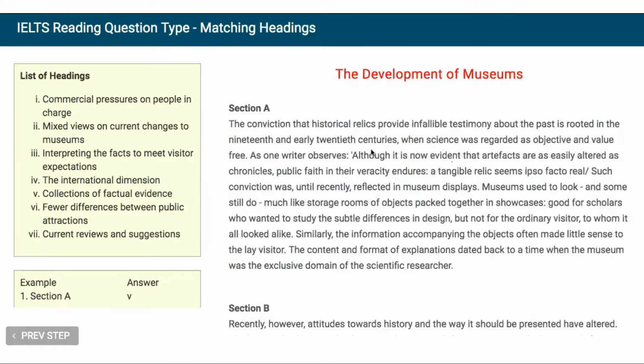So in this lesson, we will tackle this question type. I'll give you step-by-step instructions. We'll go through an example together, and hopefully you'll be able to master this question type. Okay, let's get started.